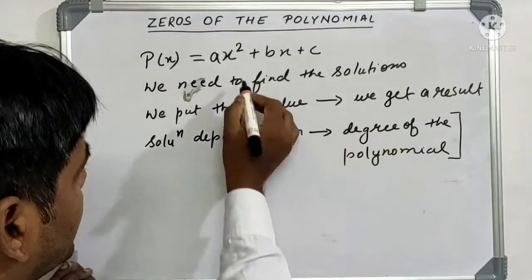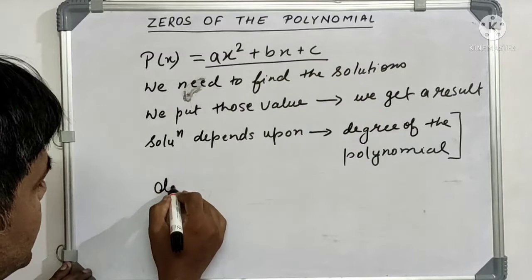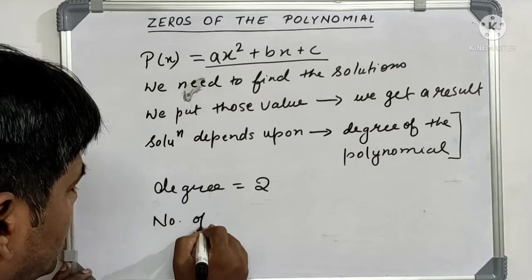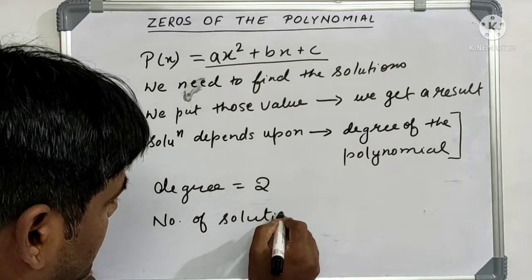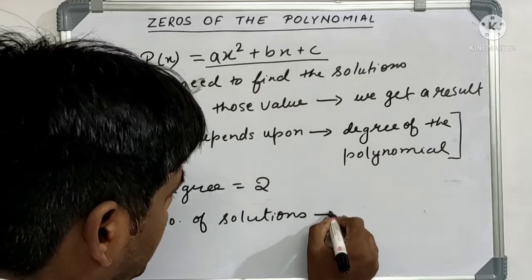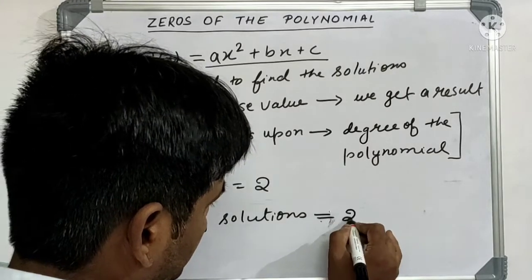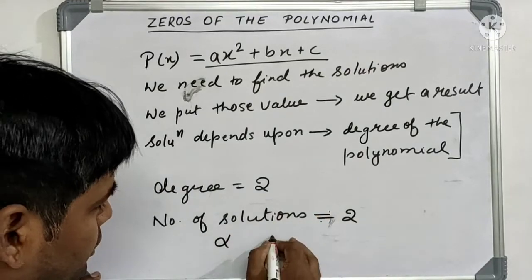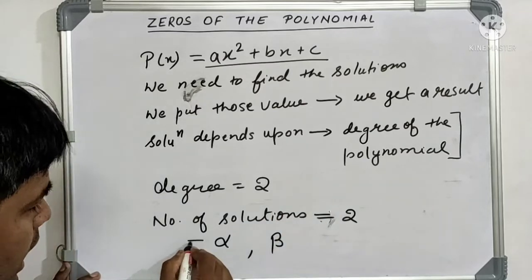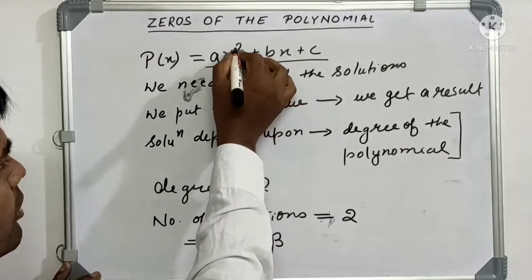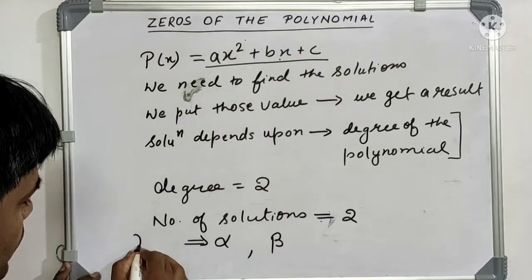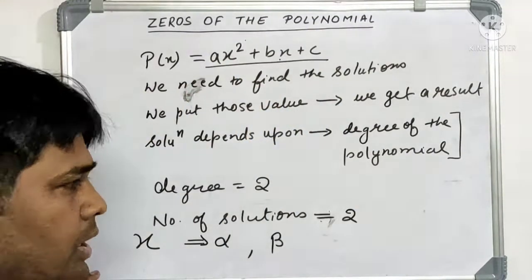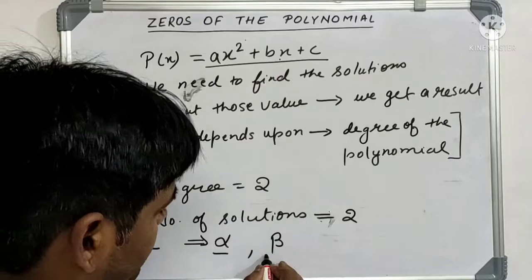Now, since in a quadratic equation the degree is equal to 2, the number of solutions that we will have will be equal to 2, and let's denote these solutions as alpha and beta. Alpha and beta are the solutions for the variable x in the polynomial where we have a quadratic equation.